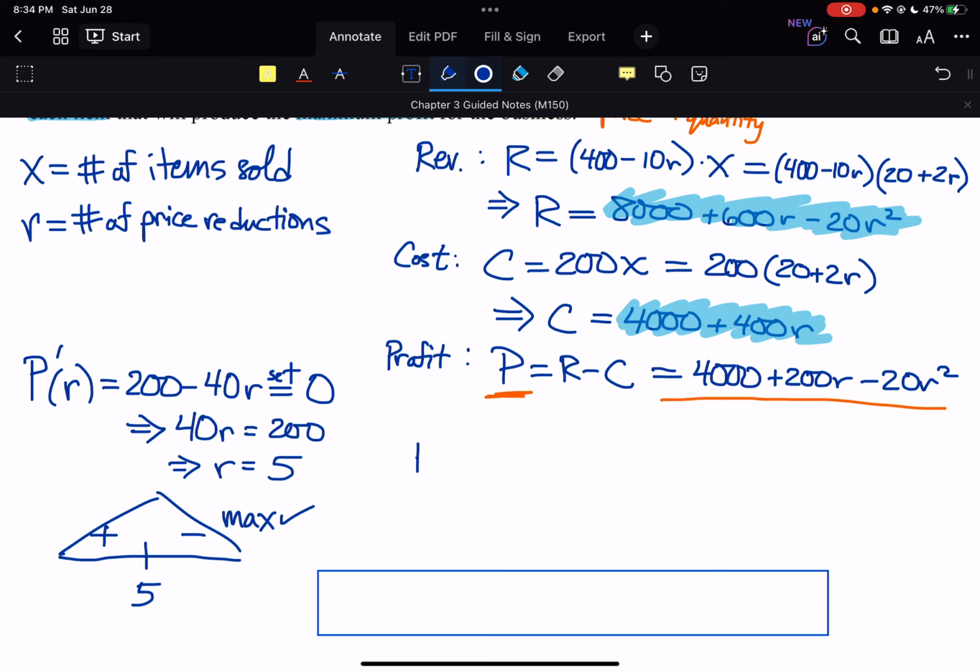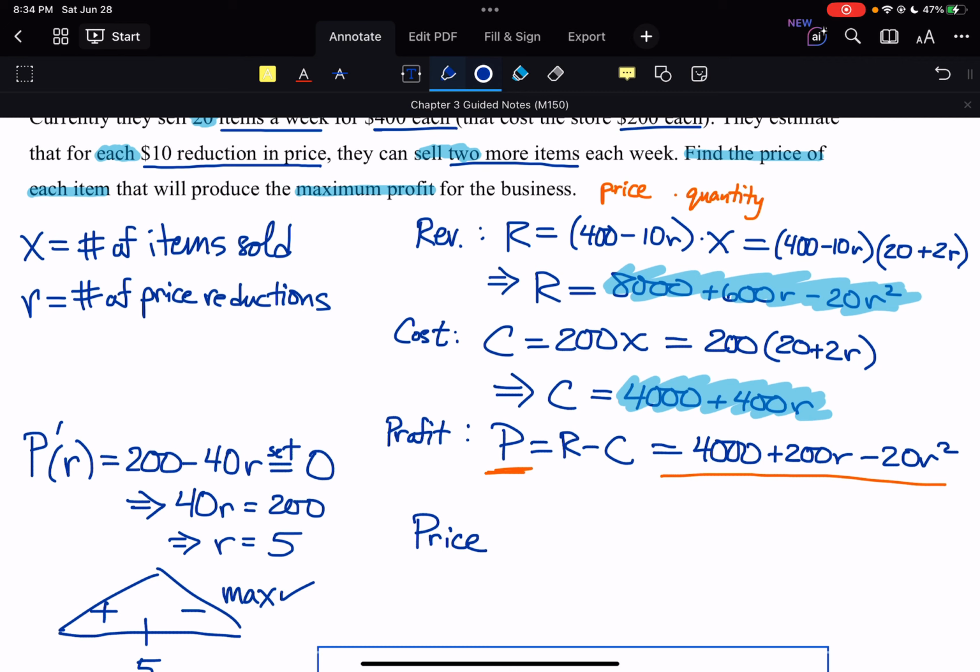So for our price, actually let me color coordinate this a little bit. This was the price that we established back up here. So that's what we're doing here. So price is 400 minus 10 times the number of reductions, which is 5. So 400 minus 50 is 350.